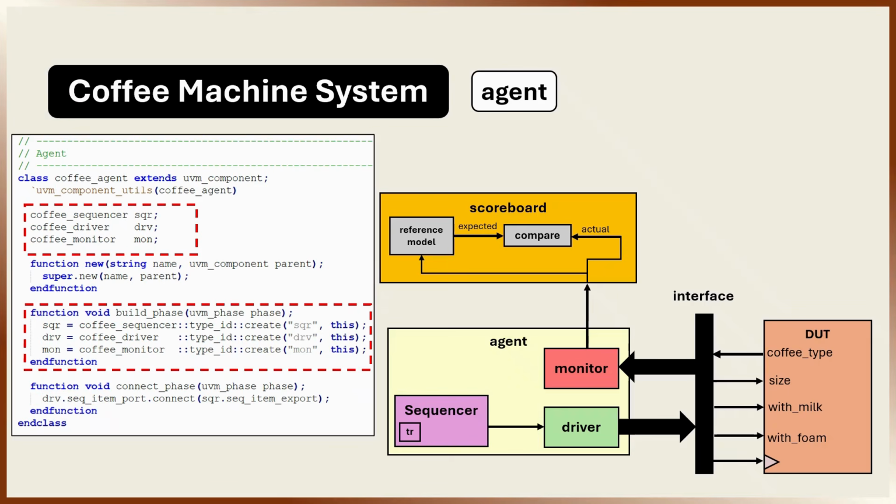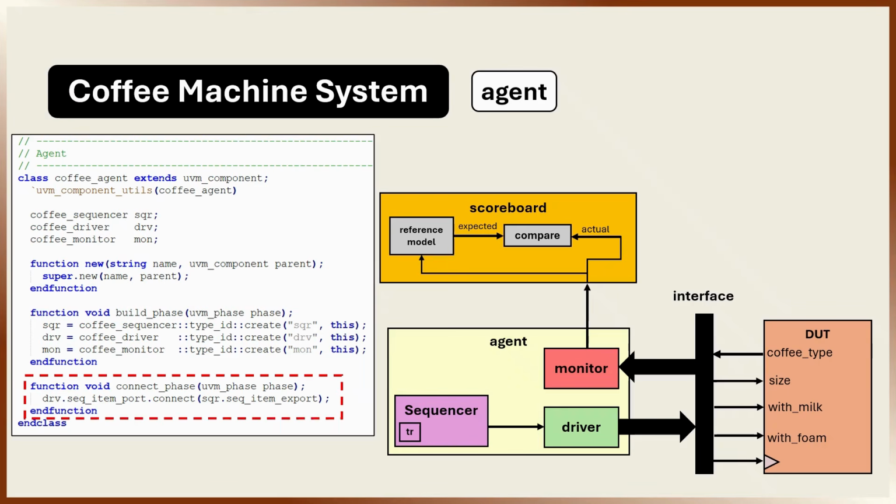During the connect phase, we connect the driver's sequence port to the sequencer's export. This connection allows the driver to receive coffee transactions directly from the sequencer. The agent behaves like a small subsystem inside the environment. It holds everything needed to stimulate and observe the DUT using the interface.